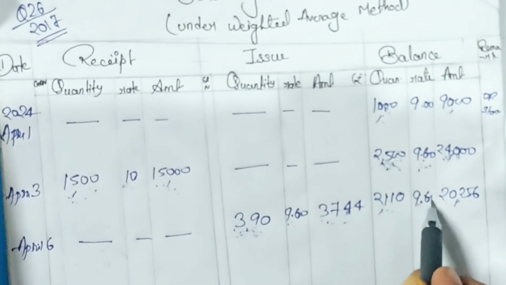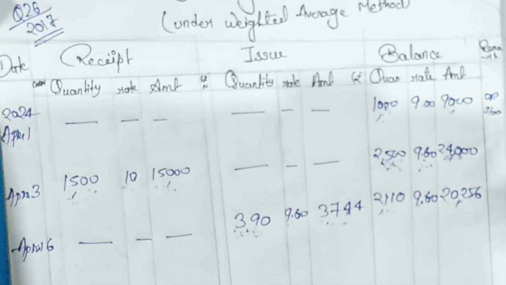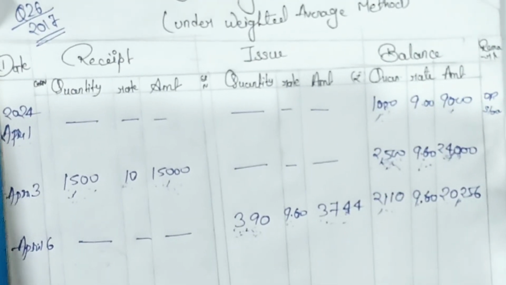9.60. Same. Okay. Then it will come late again. Yes, no, it will come. It has not come, it has already come. That is, it is not compulsory the same rate will be there.